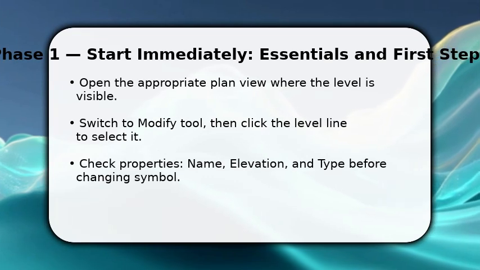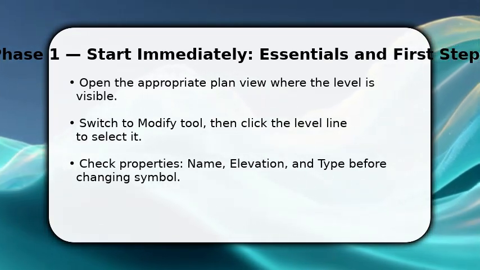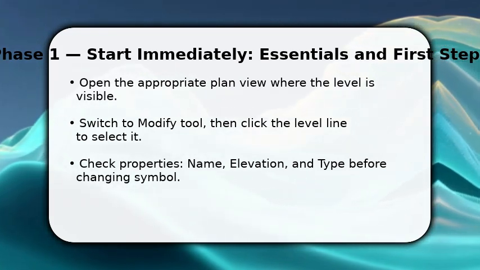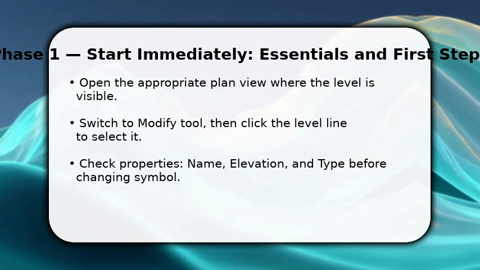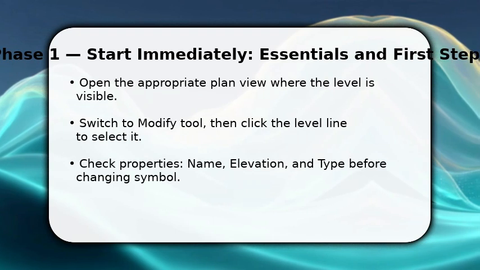Enjoy the video. You begin by opening the plan view that shows the level you want to change. Select the Modify tool, click the level line to highlight it. Once selected, look at the Properties palette so you can see name, elevation, and current type. This matters because symbol behavior follows the type.